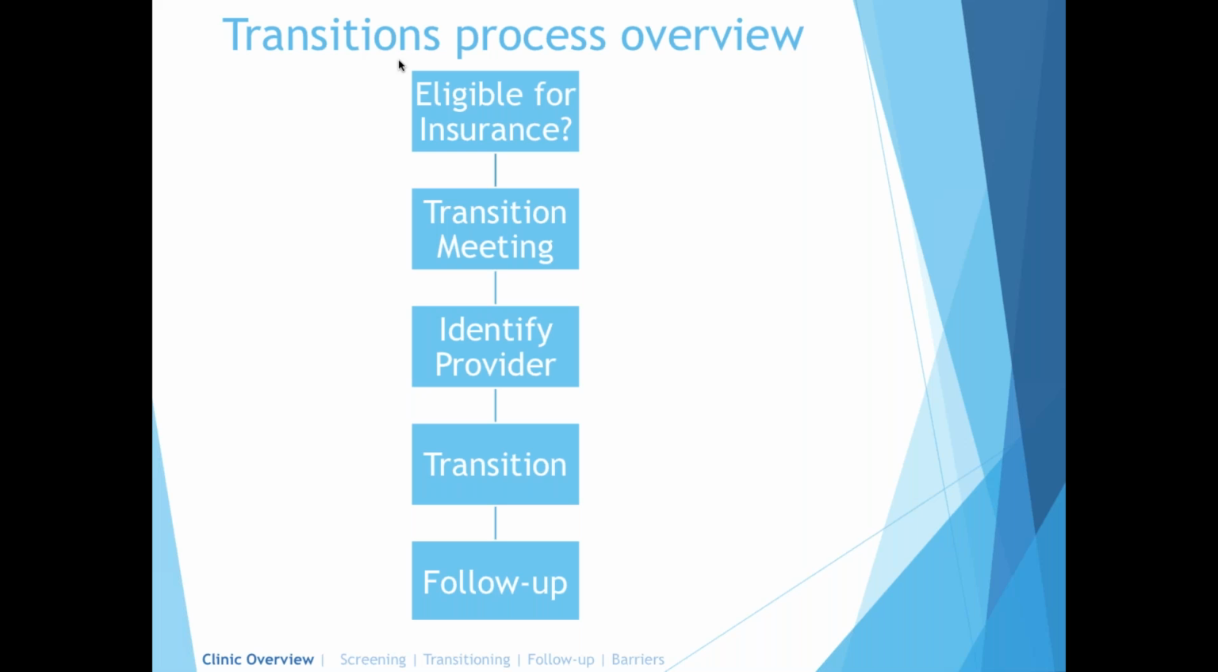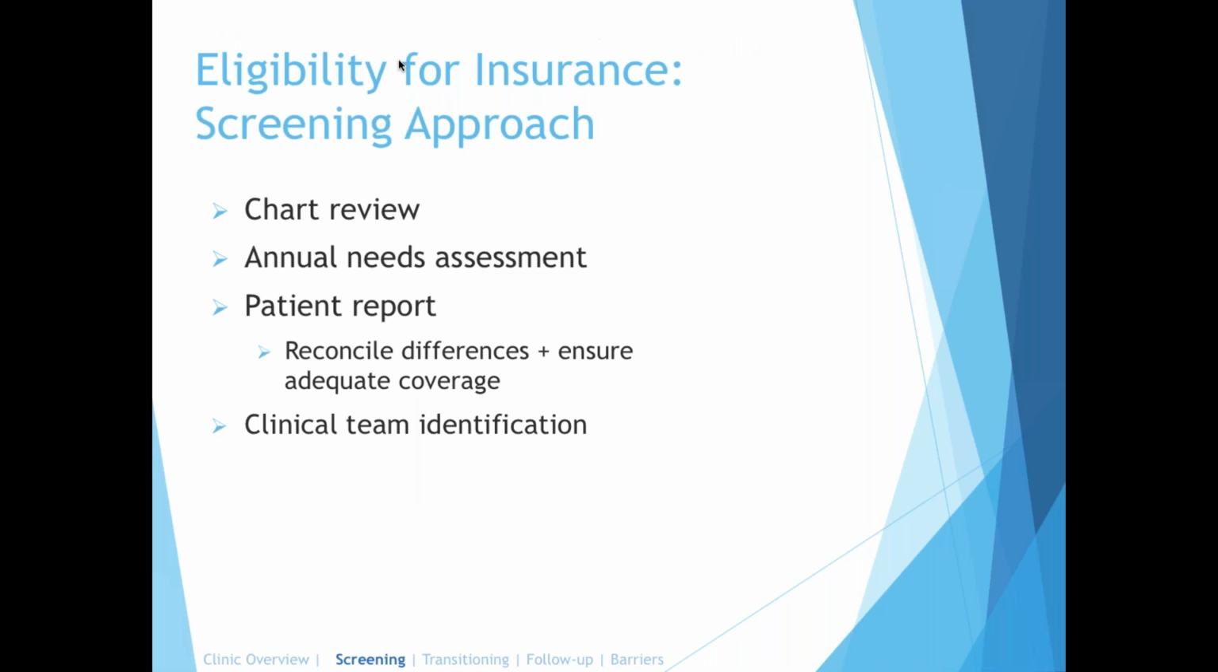Next, we'll help identify the provider. We'll help facilitate the transition itself. And then we'll follow up with them after about 3 months to see how they're doing and to see if there's anything we can help continue to support them to ensure they have a successful transition. So first, we're going to talk about how we screen people for eligibility for insurance.